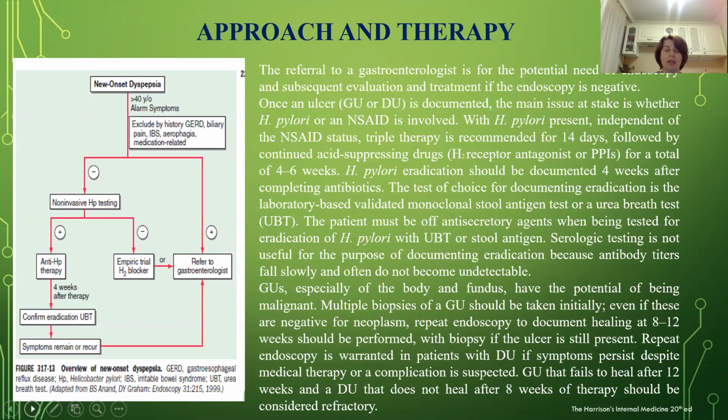Multiple biopsies should therefore be taken initially. Even if these are negative for neoplasm, repeat endoscopy to document healing at 8 to 12 weeks should be performed with biopsy if the ulcer is still present. Repeat endoscopy is warranted in patients with duodenal ulcers if symptoms persist despite medical therapy or a complication is suspected. Gastric ulcers that fail to heal after 12 weeks and duodenal ulcers that do not heal after 8 weeks of therapy should be considered refractory.